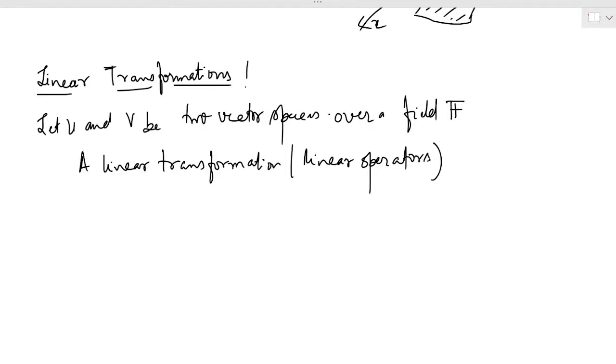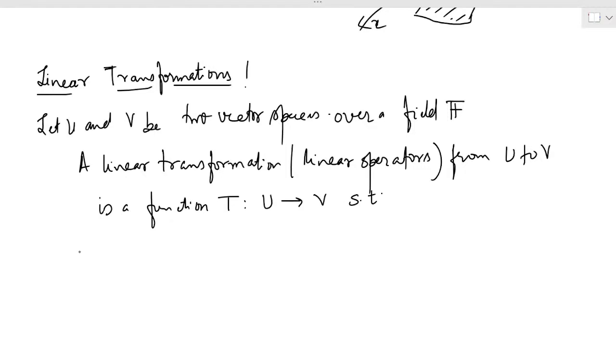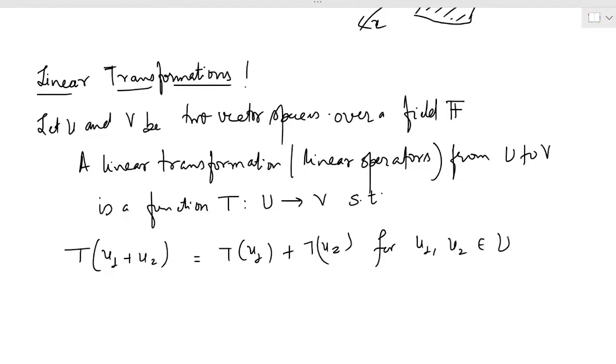Okay, a linear transformation from U to V is a function T from U to V, such that if I take two, like here, u1 plus u2, it will give me T times u1 plus T times u2, for u1, u2 belonging to U, and T times alpha u is equal to alpha times T u, where alpha belongs to F.